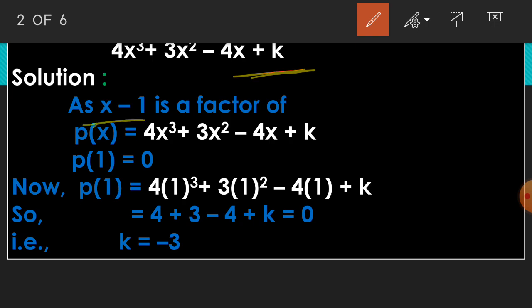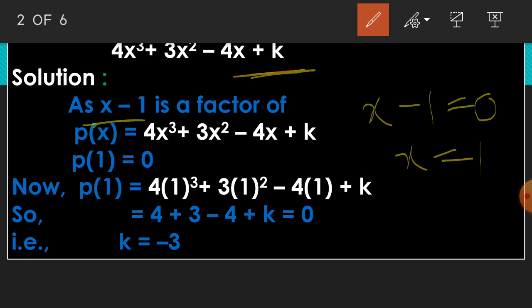That means x minus 1 is a factor of the polynomial only if p of 1 equals 0. I told you, when x minus 1 is equal to 0, then x will be 1. So that's why we are taking p of 1 equal to 0. This condition is to be satisfied to make x minus 1 a factor.